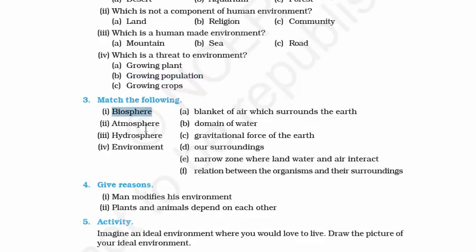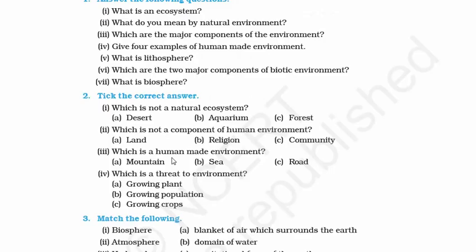Match the following. Biosphere, narrow zone where land, water and air interact. So what is biosphere? A narrow zone where land, water and air interact. Atmosphere, blanket of air which surrounds the earth. Hydrosphere, domain of water. Environment, relation between the organism and their surroundings. With this, we have come to an end of the first chapter.